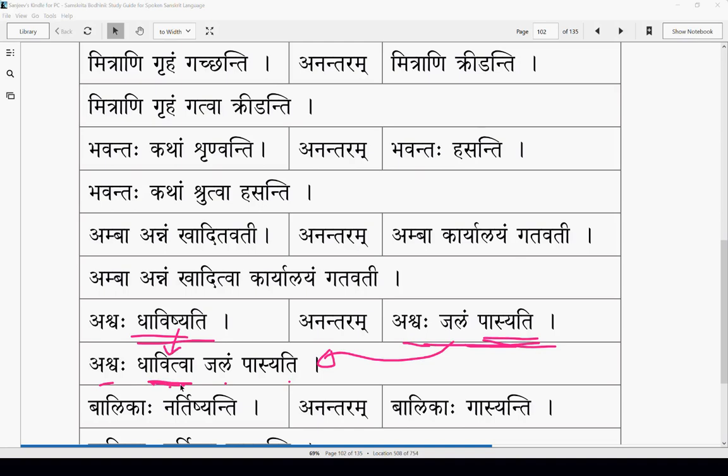Now the running action should be complete before drinking the water. When should it be complete? Before drinking the water. And the drinking water action is in the future here. So this dhavitva could also be in the future. Ashvaha dhavitva jalam pasyati. So that means the dhavana, or the running action, should precede the drinking action. So the drinking action could be in the past, future, or present. It doesn't matter, depending on what you want to say. It could be in present, past, future. But the word which is used with the tva, that will precede that action.